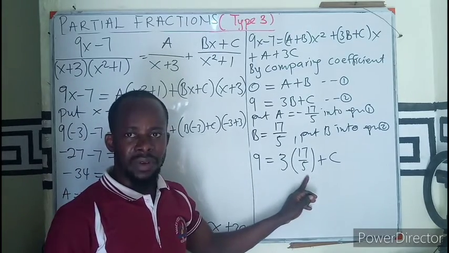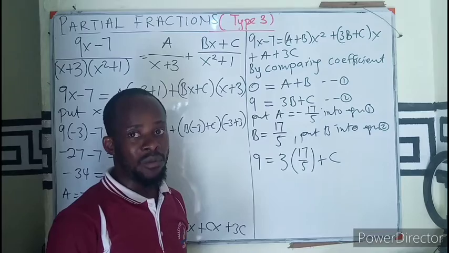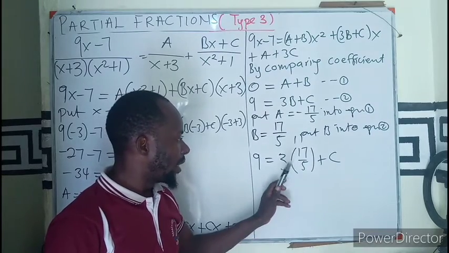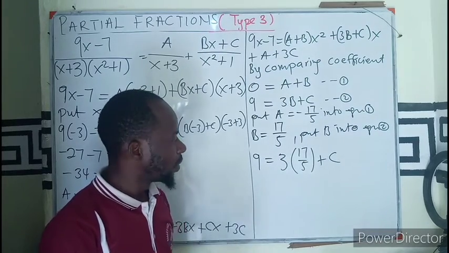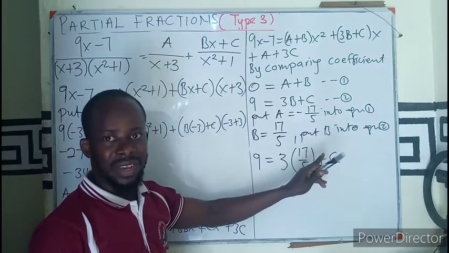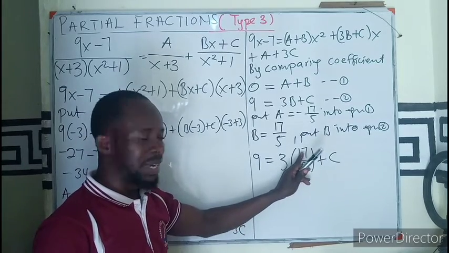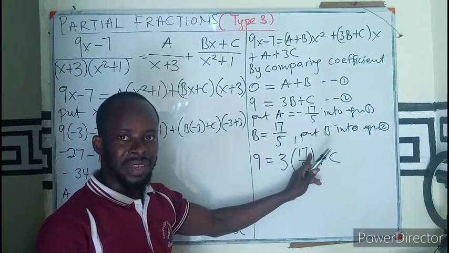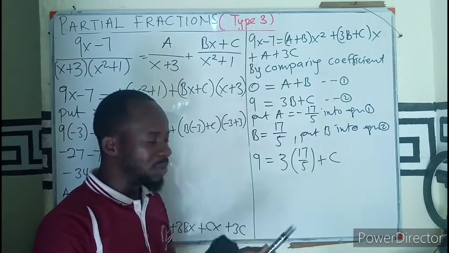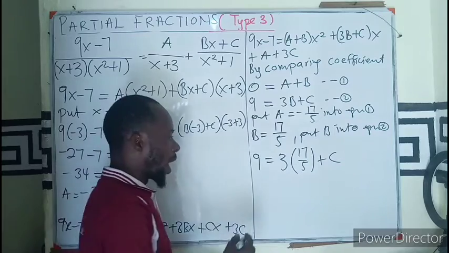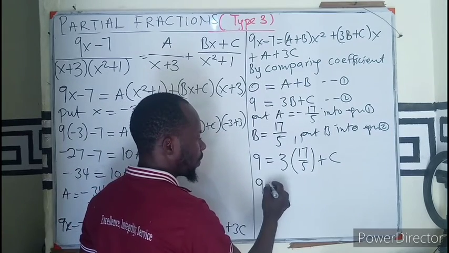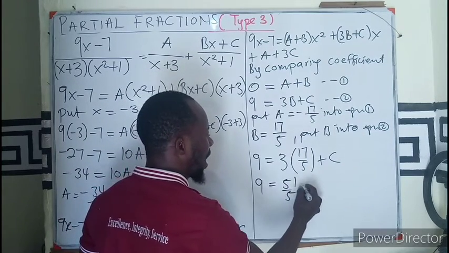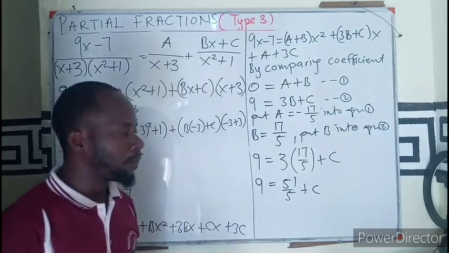3 and 5 don't have a common factor. So the 3 has to multiply 17. We know 17 is 10 plus 7. So 10 times 3 is 30. Then 3 times 7 is 21. 30 plus 21 is what? 51. So 9 equals 51 over 5 plus c.